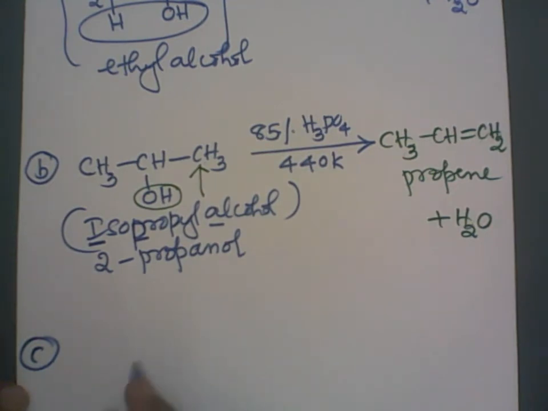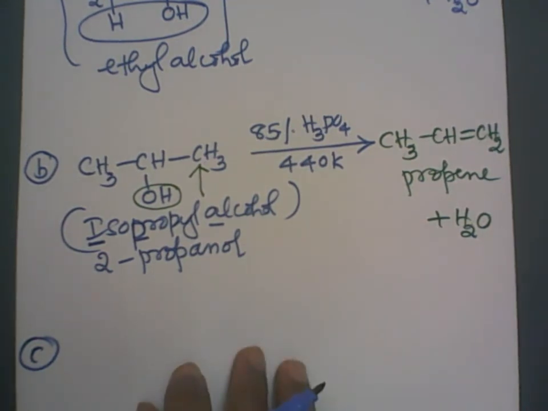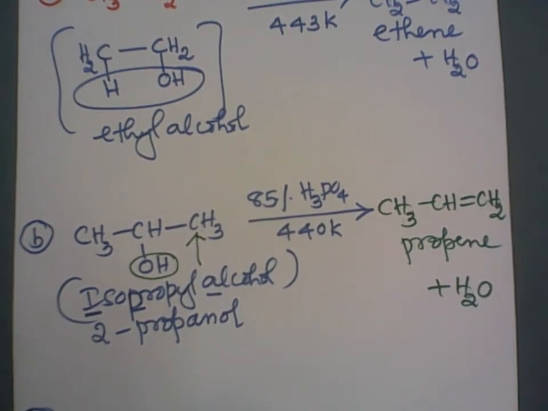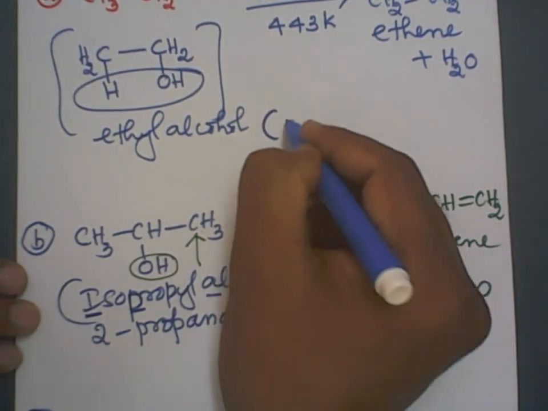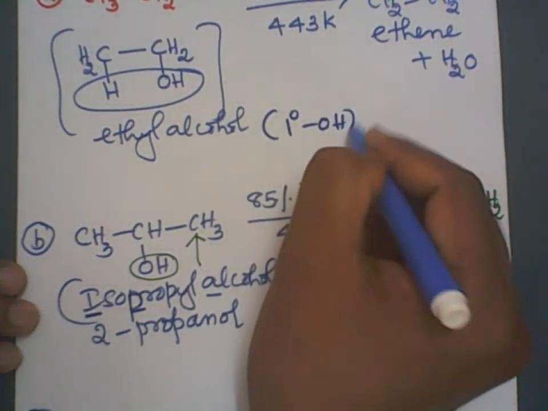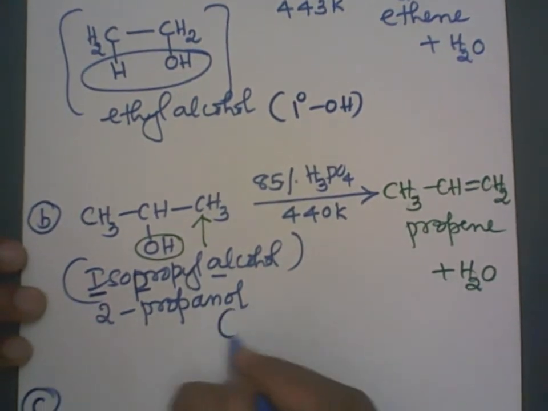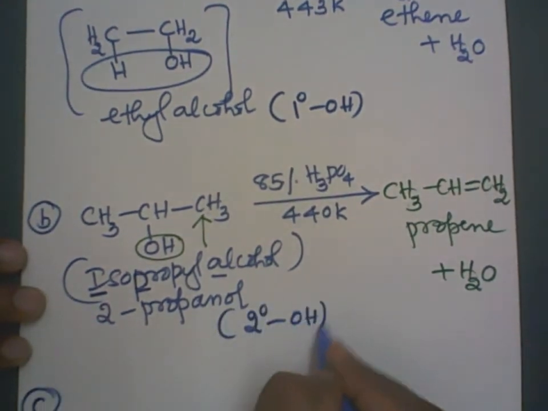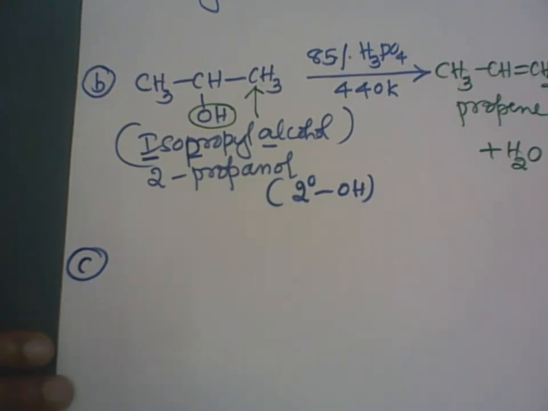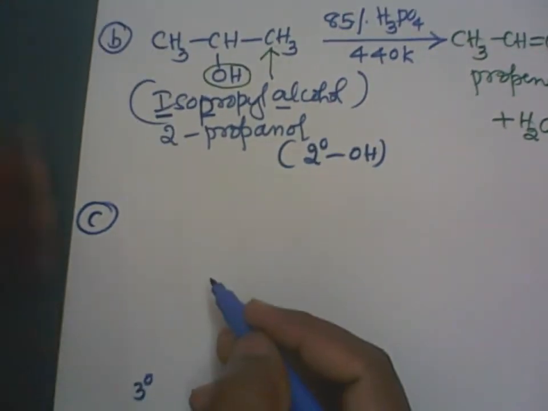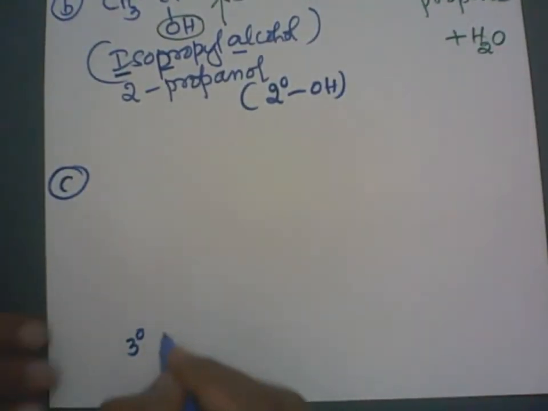So I'll take now one more alcohol. You know that there are three different types of alcohol: primary alcohol, secondary alcohol, tertiary alcohol. See here, ethyl alcohol is a primary alcohol. Isopropyl alcohol is a secondary alcohol. Let me go for a tertiary alcohol now.